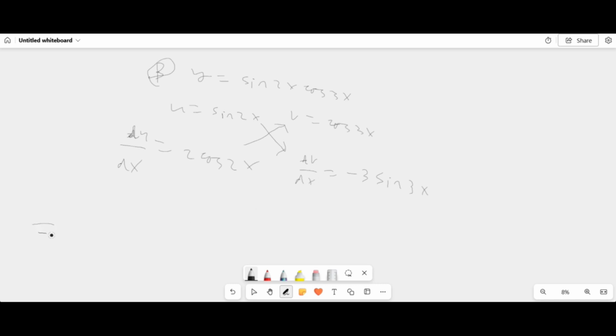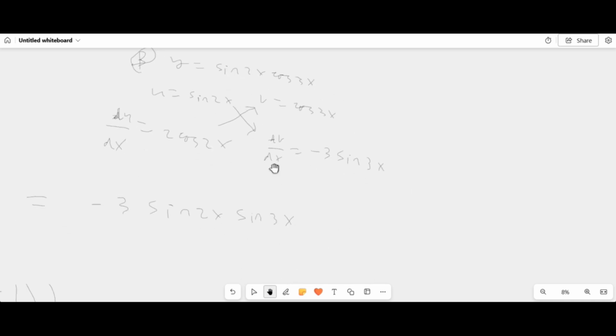That's going to be dy/dx. Can't be asked to write out, so I'm just going to write it like this. That's going to be minus 3 sin 2x sin 3x here, just for the sake of it. So that's just these two times together. And then v here is going to be 2 cos 3x cos 2x, yeah?